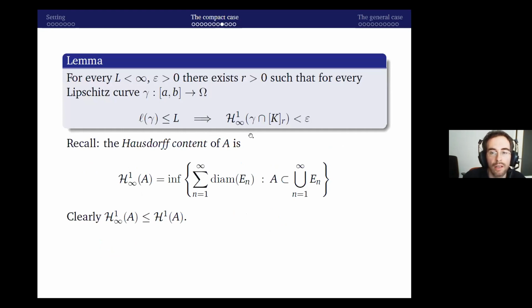And here, let me remind you the definition of Hausdorff content. It's like that. So for a given set A, we consider countable unions of this set and the sum of the diameters of the covering sets. And well, the smallest of these possible values is the Hausdorff content. And here, this is very similar to the definition of the Hausdorff measure.